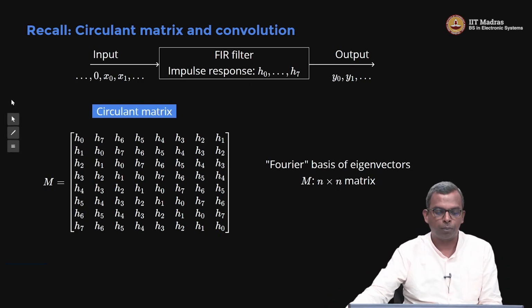Hopefully you see that. So when you circularly rotate this column, you get the third column. You circularly rotate this one, you get the fourth column. And so on, till you get to the last column.